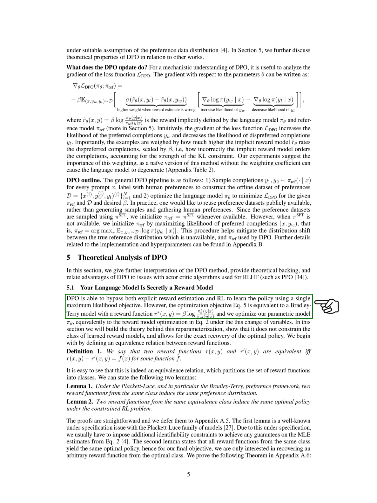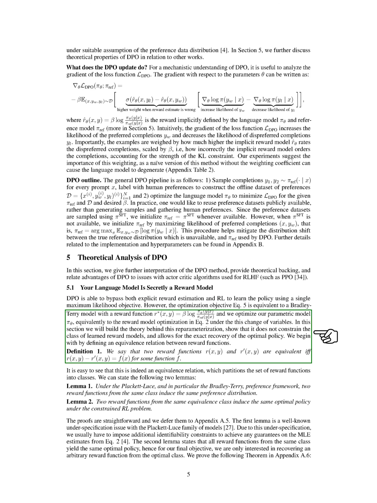This optimization objective is equivalent to a Bradley-Terry model with a specific reward function. This function is the ratio of the probability of an event under our model to the probability of the same event under a reference model, all multiplied by a constant beta. We optimize our model in the same way as we would optimize the reward model in the Bradley-Terry model. We're going to build the theory behind this reparameterization, showing that it doesn't limit the class of learned reward models and allows for the exact recovery of the optimal policy.